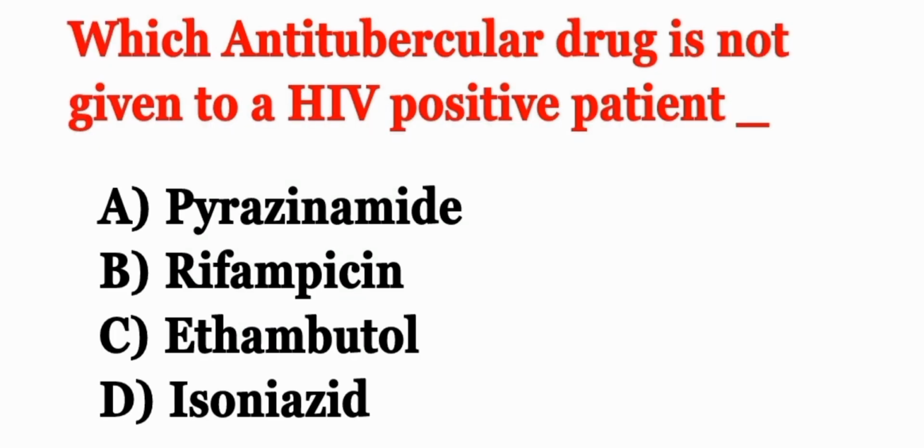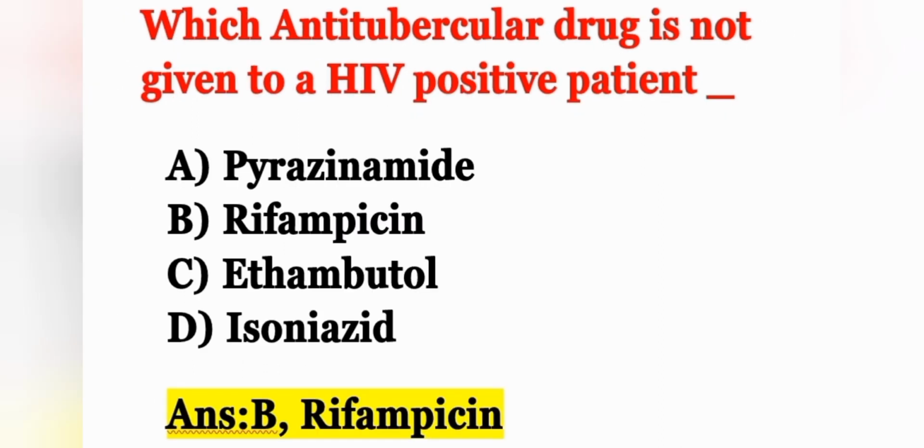The next question, which anti-tubercular drug is not given to an HIV positive patient? Options: option A pyrazinamide, option B rifampicin, option C ethambutol, option D isoniazid. The correct answer is option B, rifampicin. Rifampicin is an enzyme inducer. It can decrease the efficacy of the drugs used for HIV, for example nevirapine. It will decrease the action of nevirapine. So we are not giving rifampicin to HIV positive patients.